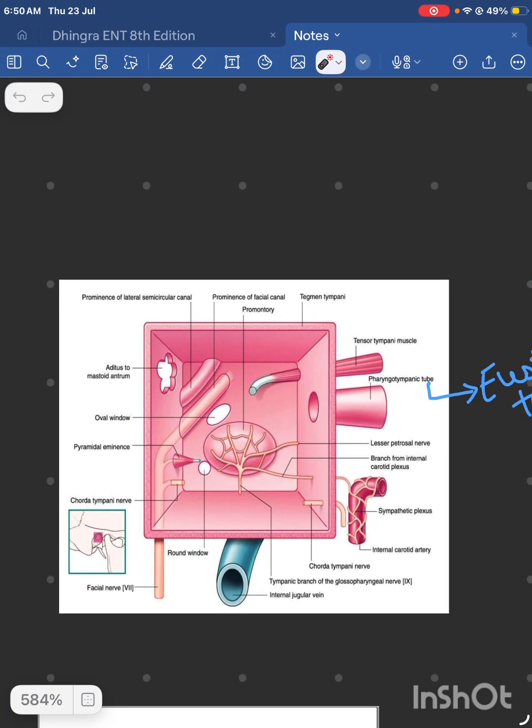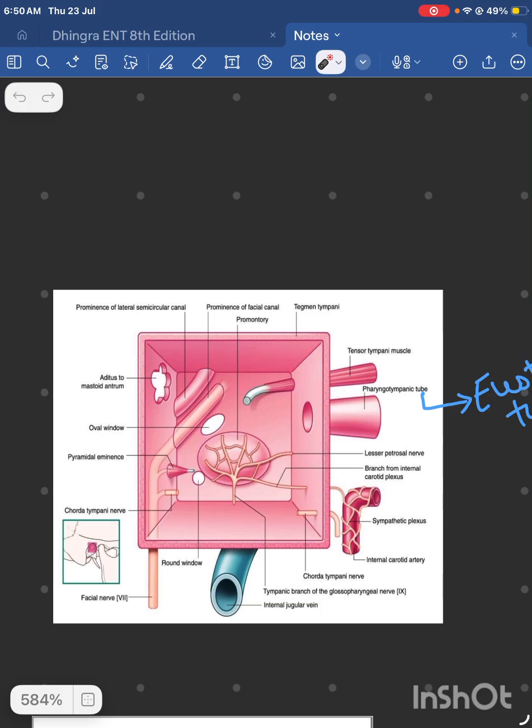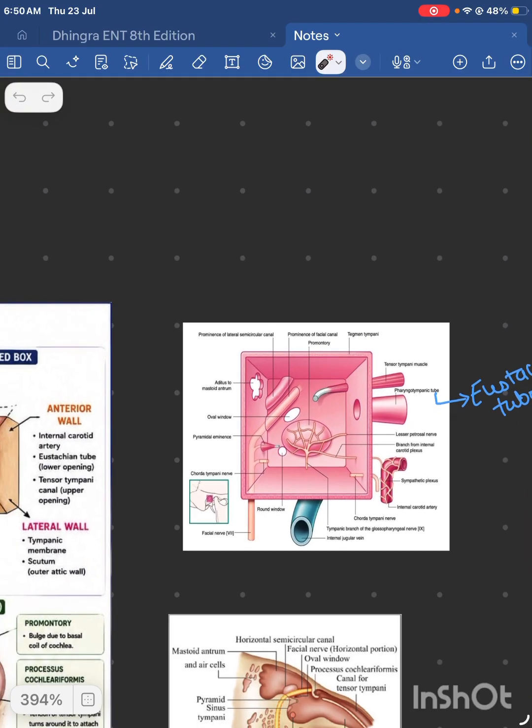Then we go to the anterior wall. In the anterior wall, what are you finding? In the upper opening we find the tensor tympani muscle. Just lower, we find the pharyngotympanic tube, or you can say the eustachian tube. The third thing you find here is the internal carotid artery, just below it. Three things you are seeing here: the tensor tympani muscle in the upper opening, the pharyngotympanic tube, also known as the eustachian tube, in the lower opening, and then just below it the internal carotid artery. Fair enough? Okay, let's go.